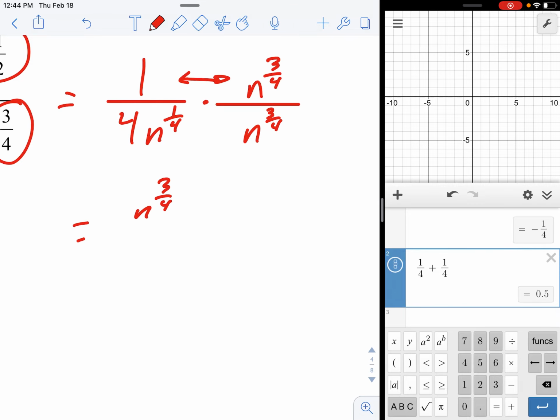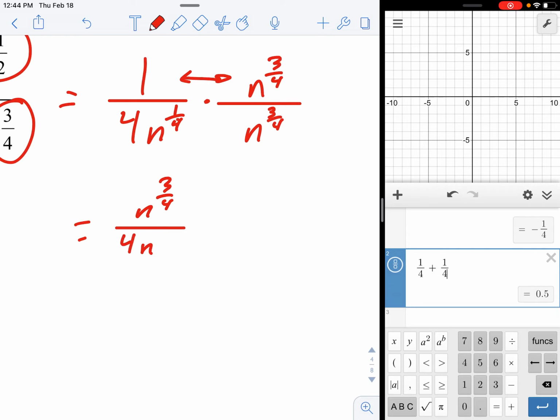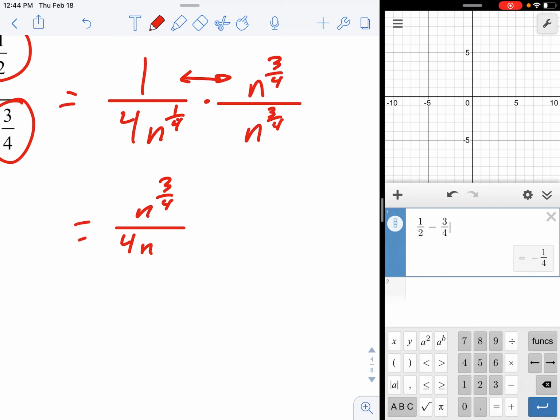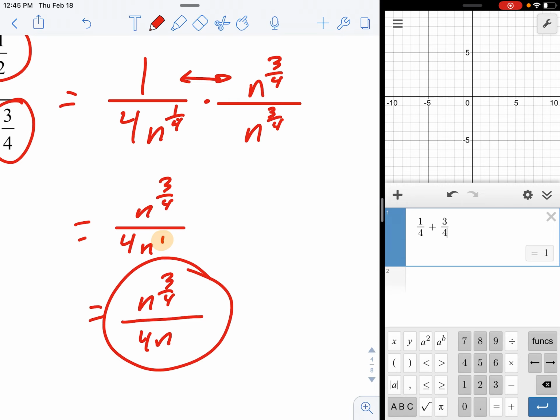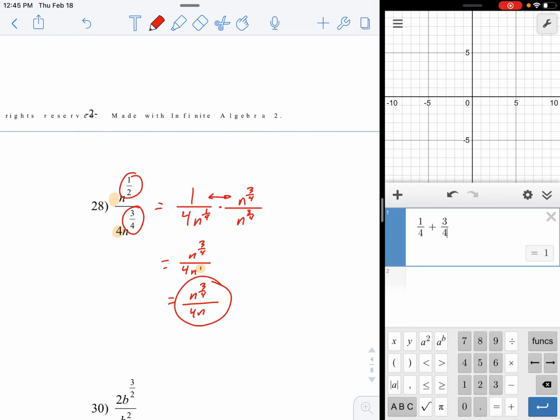Oh, sorry about that. So on the top, 1 times n to the 3/4 is n to the 3/4. On the bottom, 4n to the 1/4 times n to the 3/4 is 4n to the, let me do it on the calculator just to prove it. 1/4 plus 3/4 is one whole. And then finally, you don't usually write a 1 in a final answer when it's a power. So n to the 3/4 over 4n.